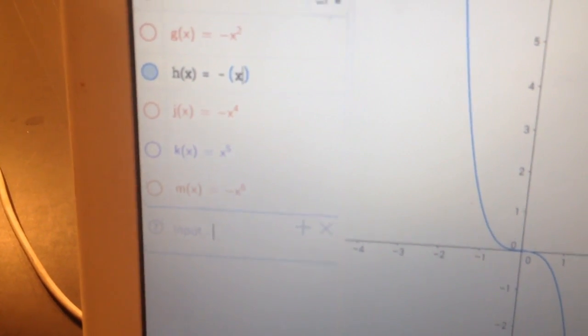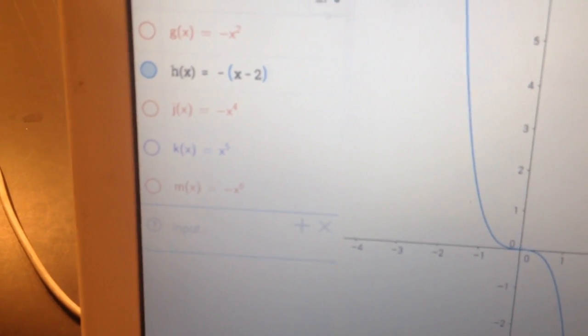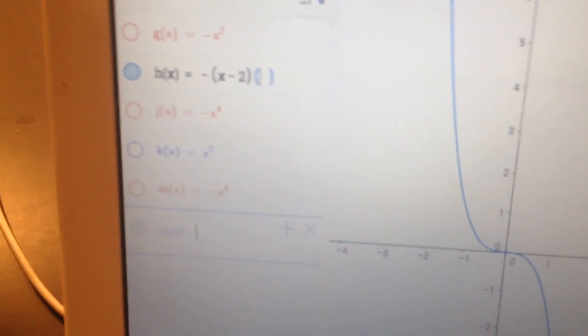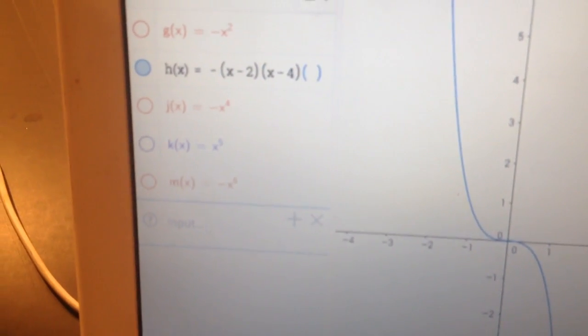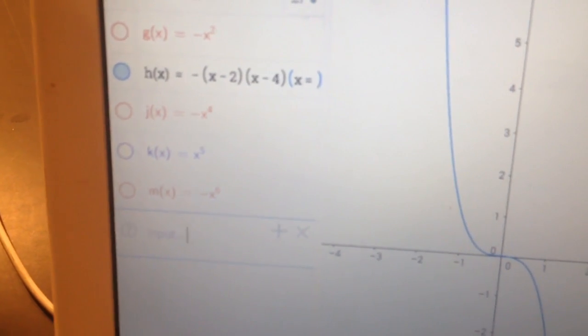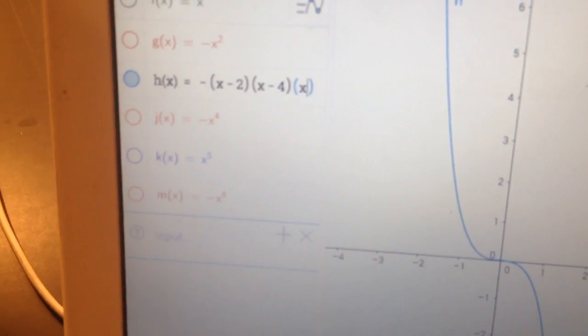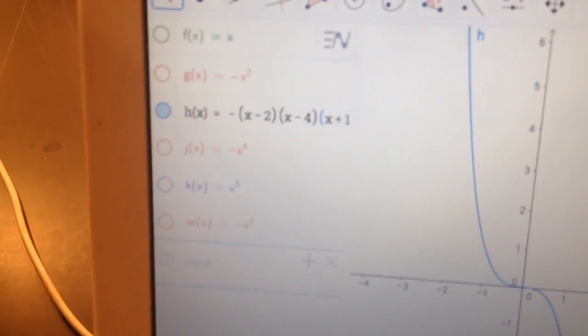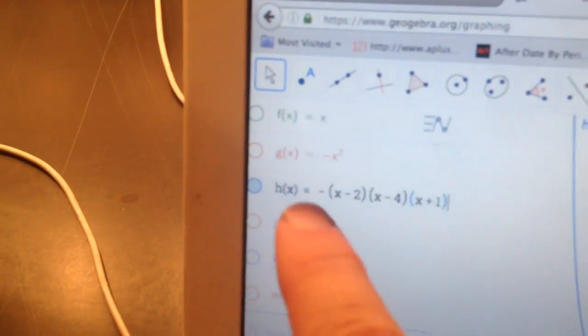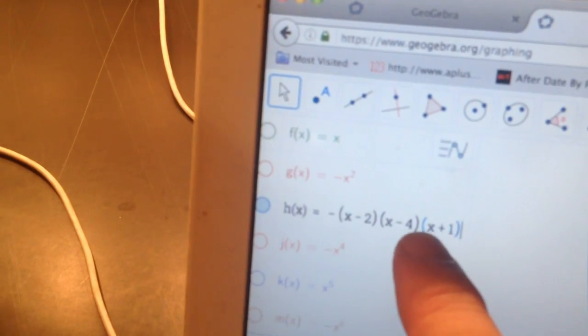I can say, well, what if I made this, I'm going to make something up, x minus 2, x minus 3, x plus 1. Okay. Now this is still the third power, because if I was to expand this out, my first terms will be x times x, that'll give me x squared, and eventually I'll multiply times x, it'll be x to the third. So this is still x to the third.